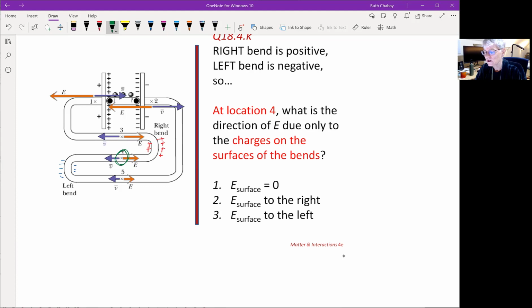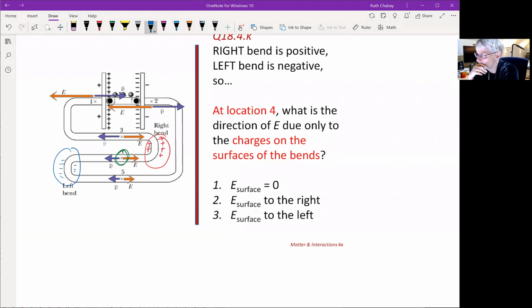What's the direction of the electric field contributed by the right bend and the left bend at location 4? So here's the question. Here's all this positive charge here. Here's all this negative charge here. We've already drawn the field due to the battery, but now we have a field due to these charges here. So we want to know what's the direction of the field just due to these charges here at the bends at location 4. So we have a new contribution to the field.